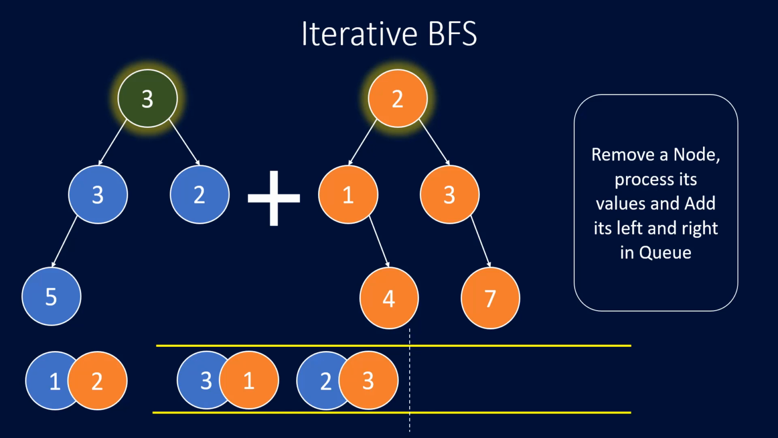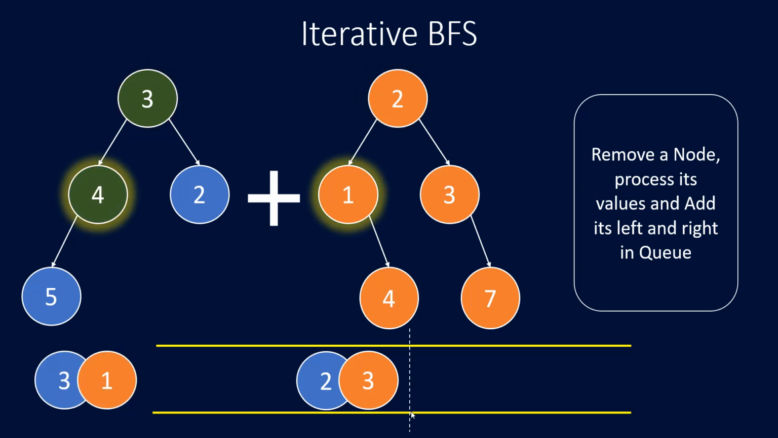Now once we have added the left and right, these are going to become the end of the current level, and so this is marked by this particular line. Next we are going to pop this out and process it by merging the nodes. So we are going to add the numbers, which gives us 4, and after processing this we are going to go to its left and right.